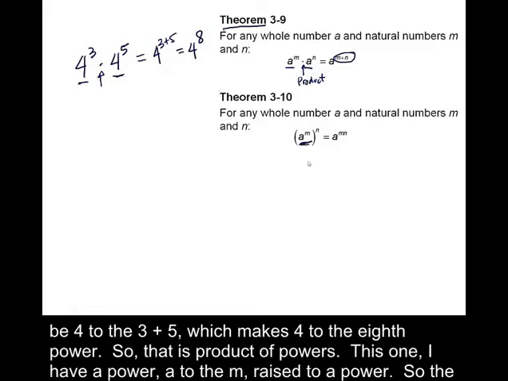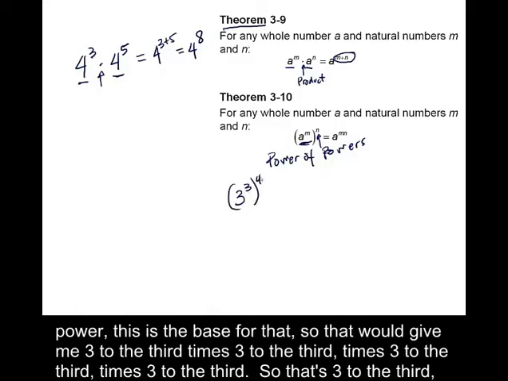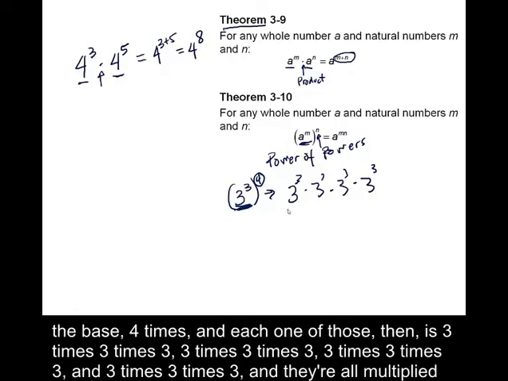This one, I have a power, a to the m, raised to a power n, so the base of the power n is a to the m. This is called power of powers. And what this means is I have a to the m, n times. So if I had 3 to the 3rd to the 4th power, this is the base for that. So that would give me 3 to the 3rd times 3 to the 3rd times 3 to the 3rd times 3 to the 3rd. So that's 3 to the 3rd, the base, 4 times.